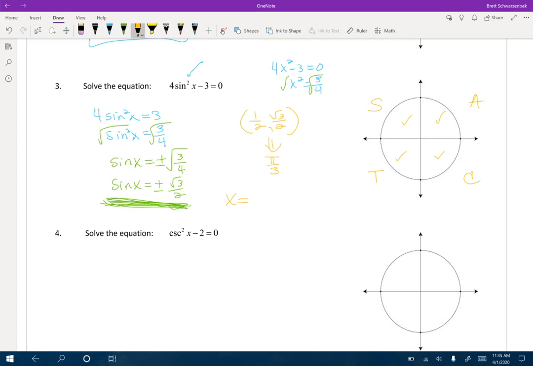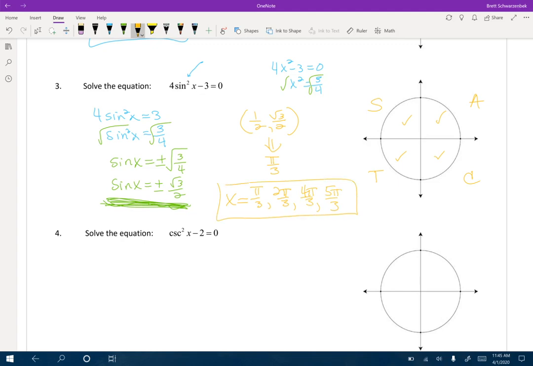Well, in quadrant 1, we know it's pi over 3. Quadrant 2, 2 pi over 3. Quadrant 3, 4 pi over 3. And if we go all the way to quadrant 4, it is 5 pi over 3. So the answers to the problems are all 4 of these results.